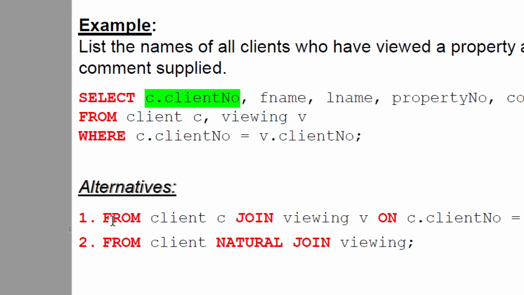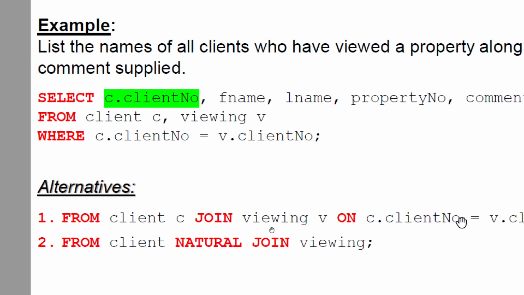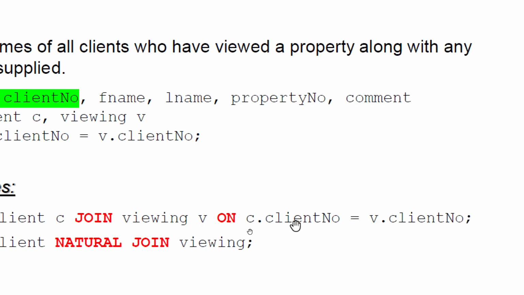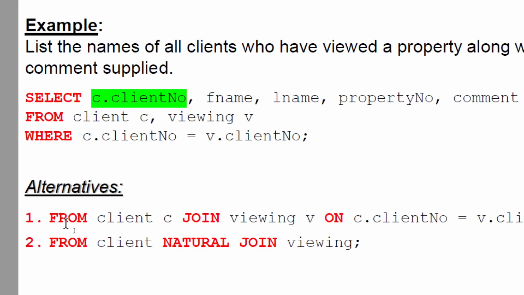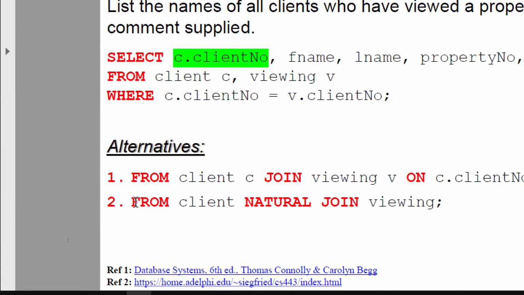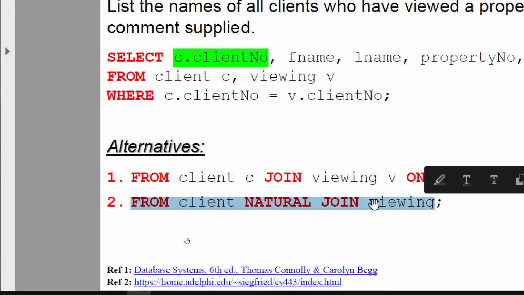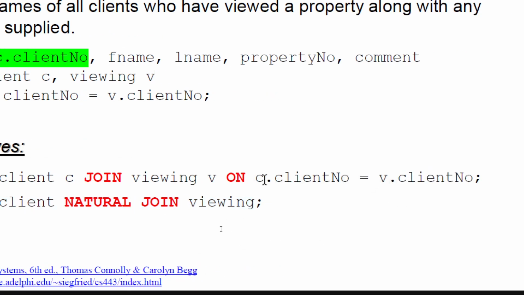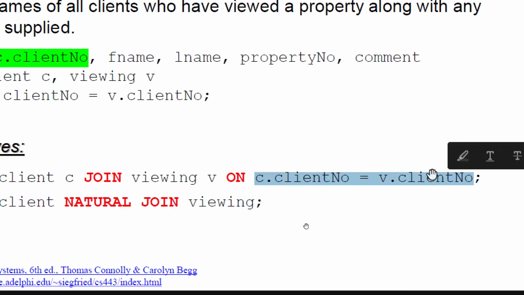Or else you can say select all these things from client space C, join viewing space V on. On, what is the on? This is the where clause over here. C dot client number is equal to V dot client number. Or you can say select all of this from client natural join viewing. So whenever I have natural join, the meaning of that is this thing over here, the equi-join concept.